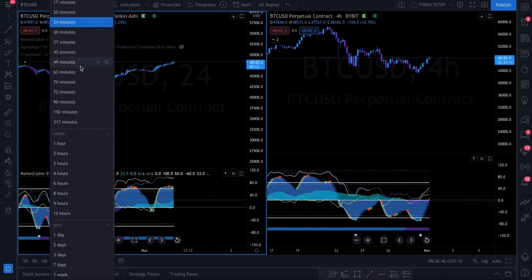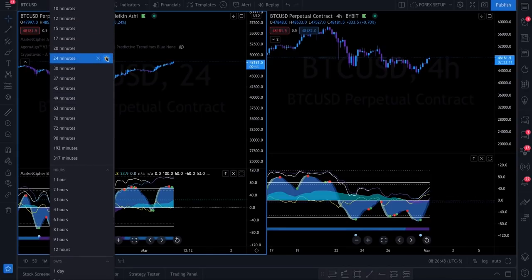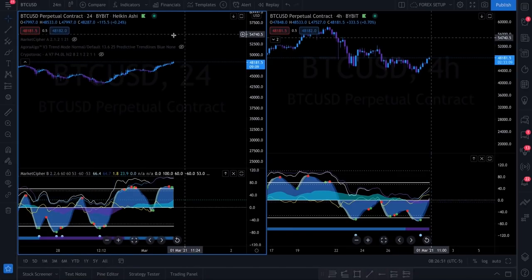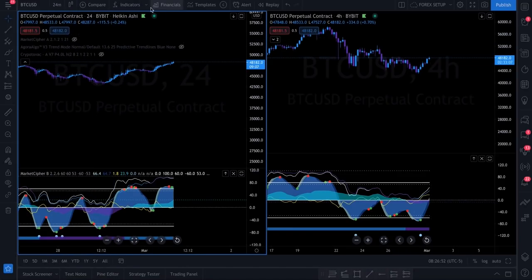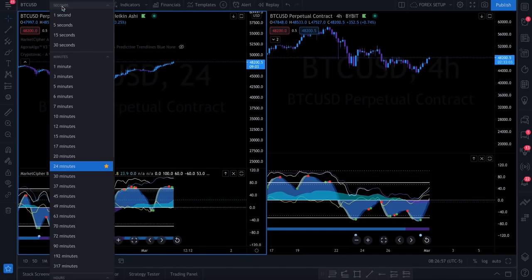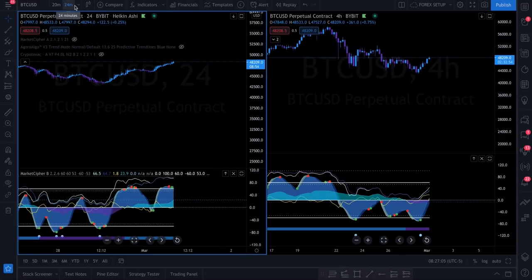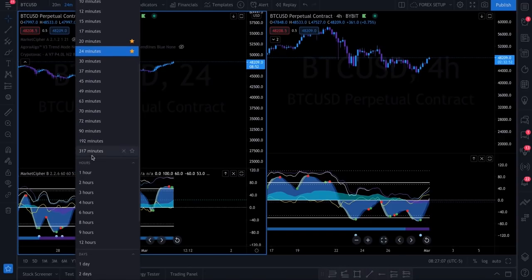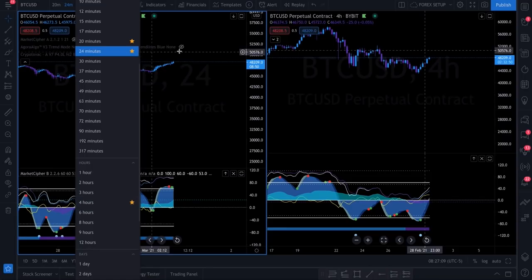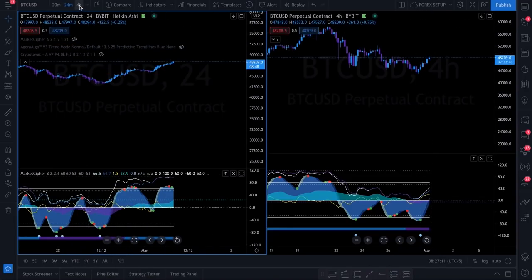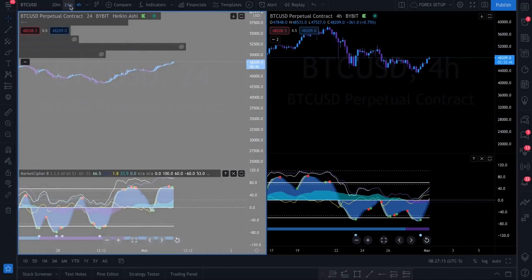If you star these, right, if I star the 24-minute, it will add it in a little button somewhere up here. I'm pretty sure. Actually, I don't see it now. But let's see. Yep, see? If you star a time frame, it'll put it up here so that you can easily switch between time frames. So if I star the 4-hour and I star the 24, now they're right up here. I don't have to pull the drop down. I can just click between the two.